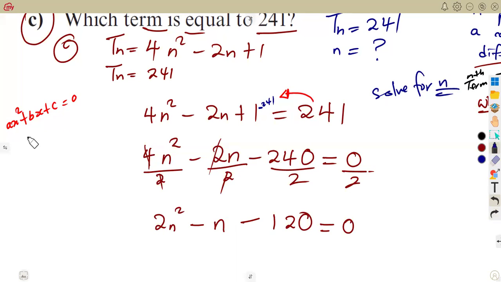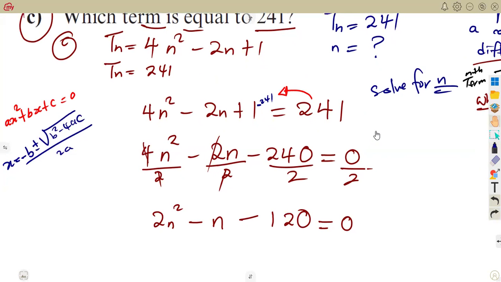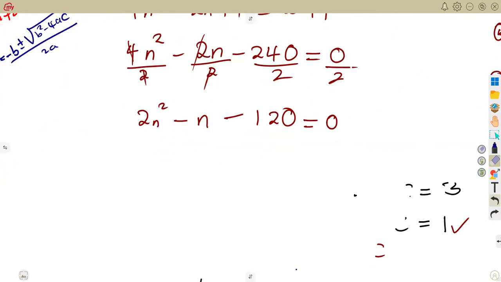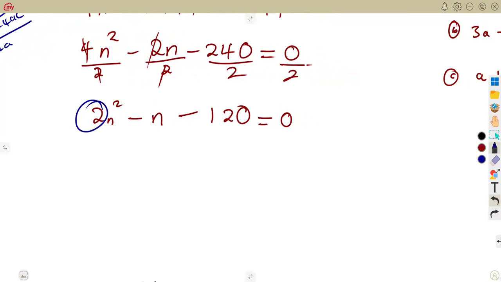It's up to you. As we know, this quadratic equation can be solved with our quadratic formula. x is equal to minus b plus or minus the square root of b squared minus 4ac, everything over 2a. So you can use your quadratic formula. You can use factorization. So this time we are no longer working with x. We are working with what? With n. So as you are solving your equation, you are going to specify what is the value of a, what is the value of b, what is the value of c, and it is solved in terms of n. As we can see, our a is going to be 2, our b, the coefficient of n, is minus 1, and c is going to be minus 120.